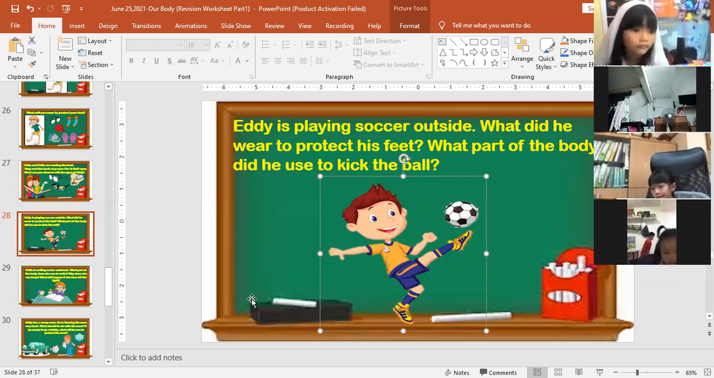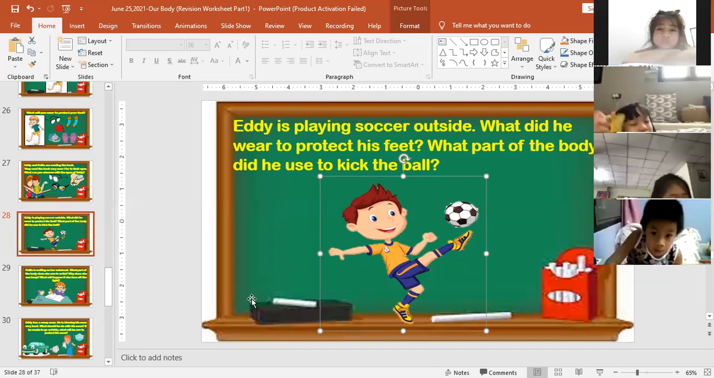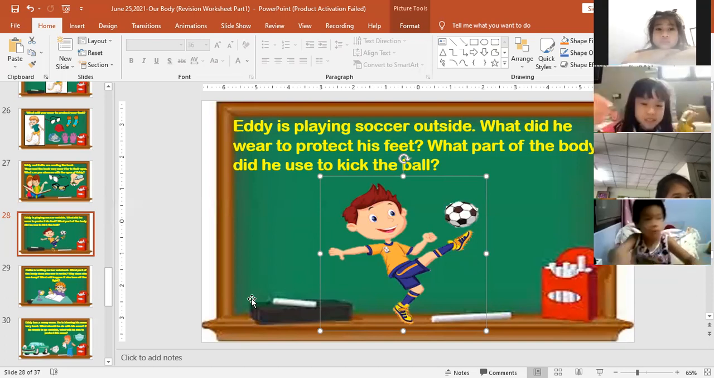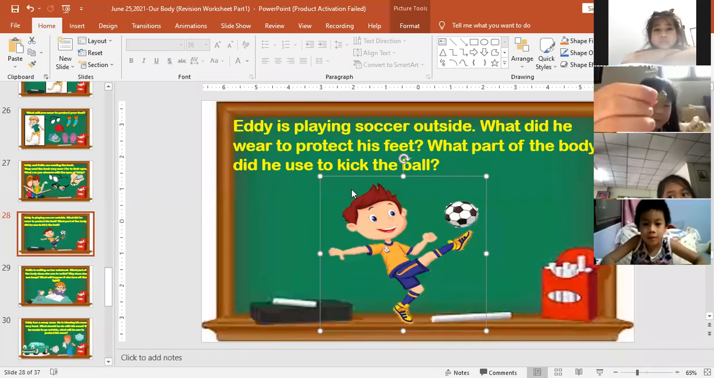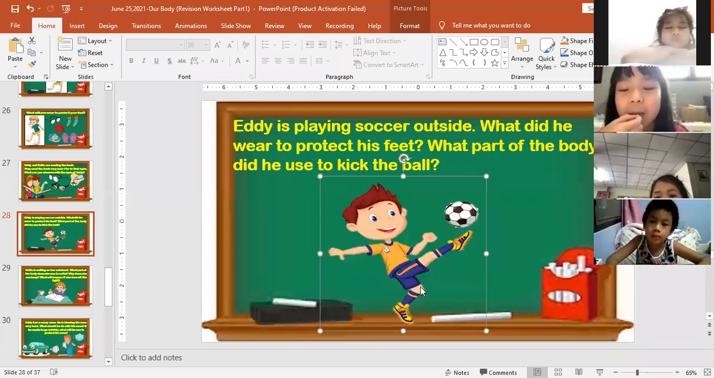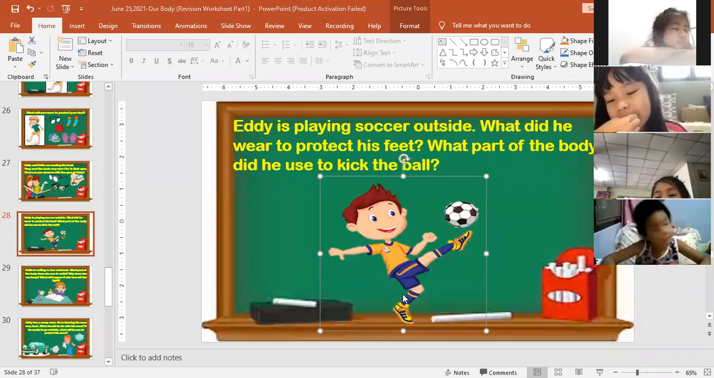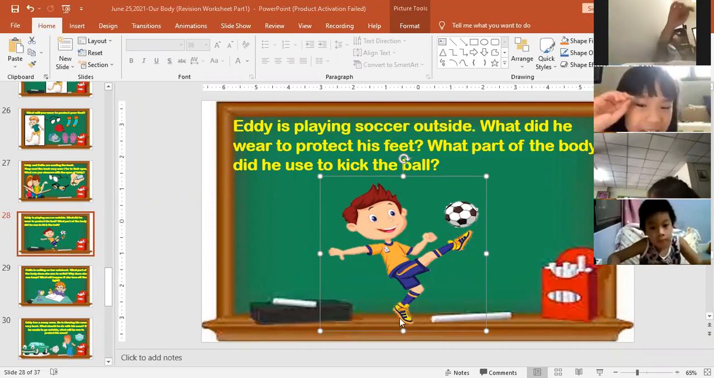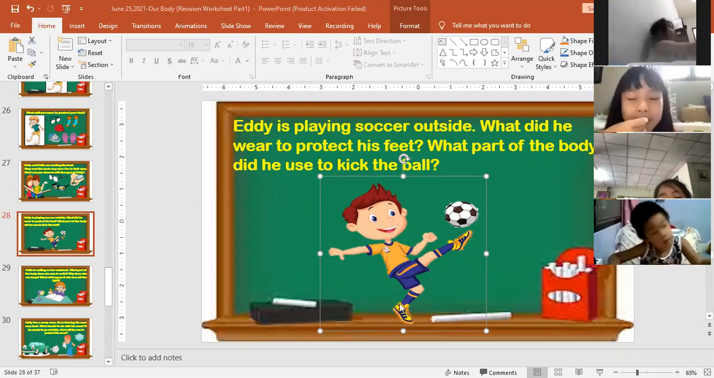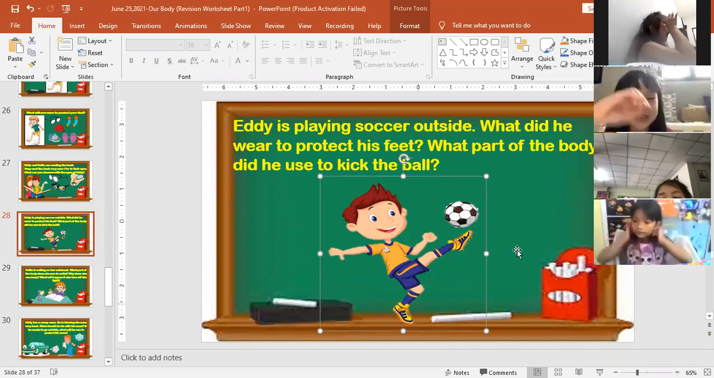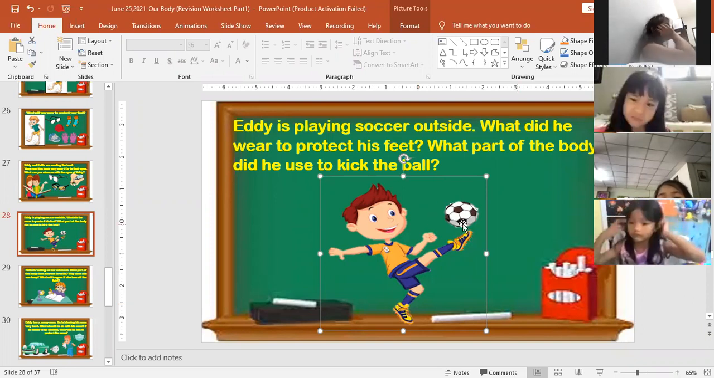Who can help Kanyakon? Where is Satang? What is Eddie wearing on his feet? This is shoes. So Eddie is protecting his feet by wearing shoes so that he can play soccer outside.